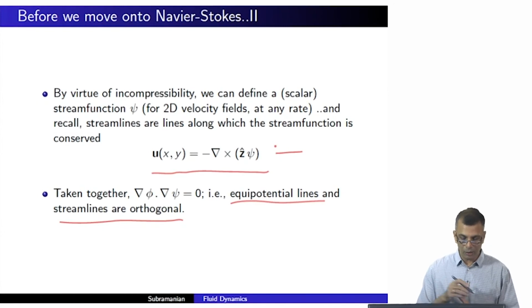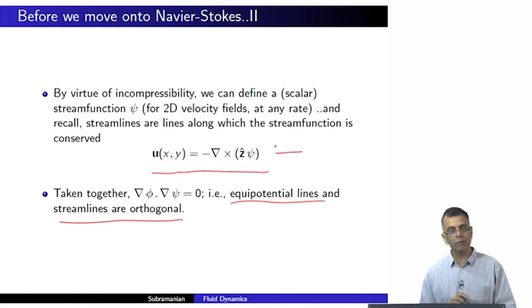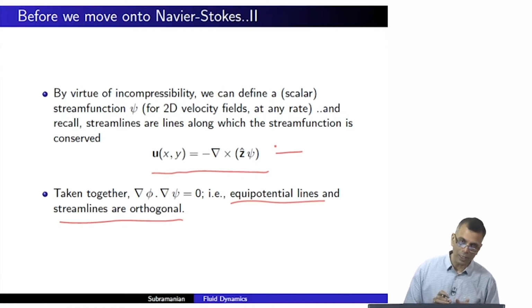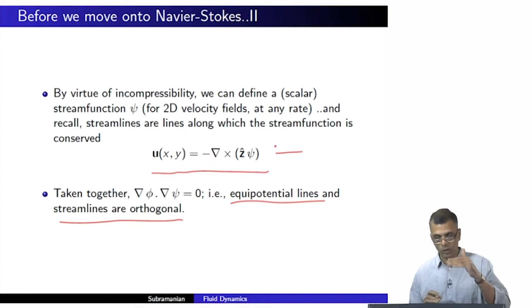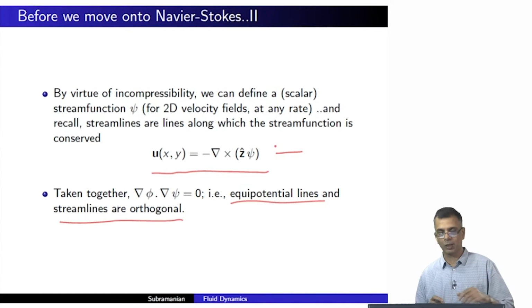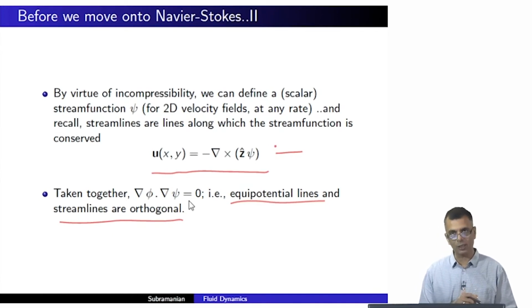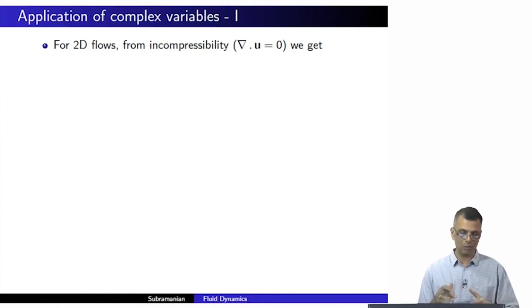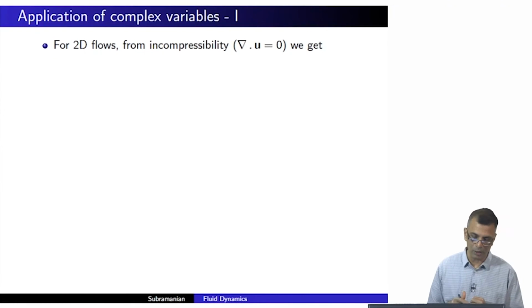This is also something familiar to you from electrostatics. You move from equipotential surface to equipotential surface, and that's the direction of the electric field line. If you want to jump from one equipotential surface to another, you're moving orthogonal to the equipotential lines. We hinted early on that you can apply the theory of complex variables, so let's go on and we'll see why that is.